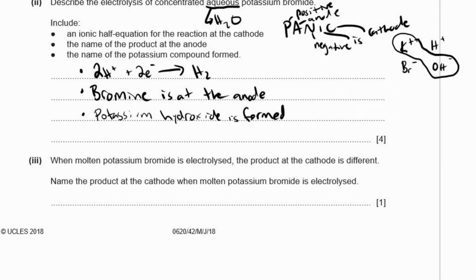3. When molten potassium bromide is electrolyzed, the product at the cathode is different. Name the product at the cathode when molten potassium bromide is electrolyzed. When you have molten potassium bromide, you only have K plus and Br minus. You don't have any hydrogens or oxygens. So the negative cathode attracts the positive, so it has to be potassium. Potassium has to be at the cathode.